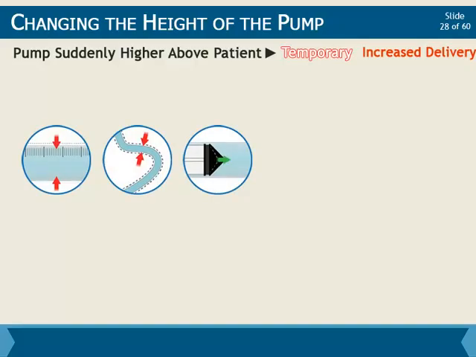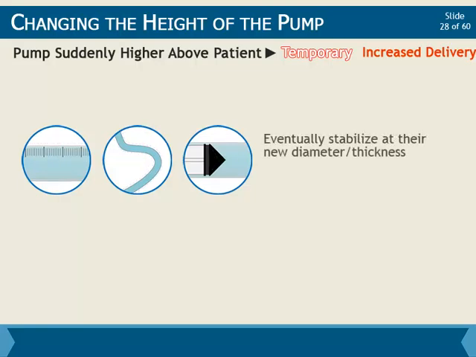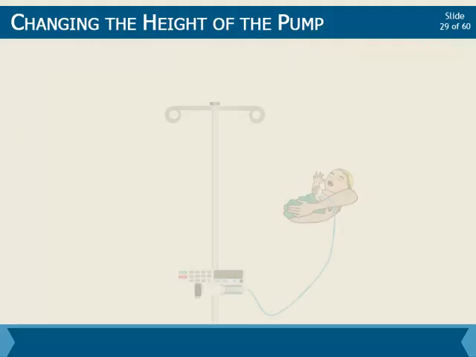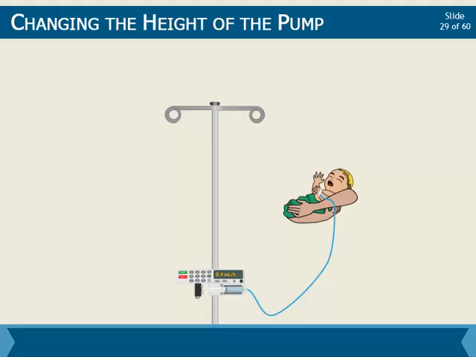Eventually, the tubing, syringe barrel, and plunger stabilize at their new diameter and thickness. There is no longer any excess fluid in the setup, and the flow once again is solely driven by the pump. Extrapolating from what was just discussed, what do you suppose can happen when the pump is suddenly at a position below the patient's heart?